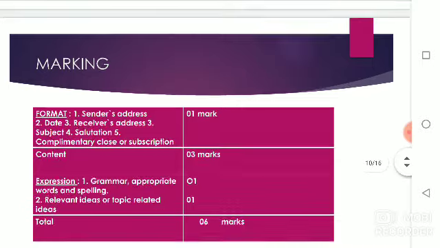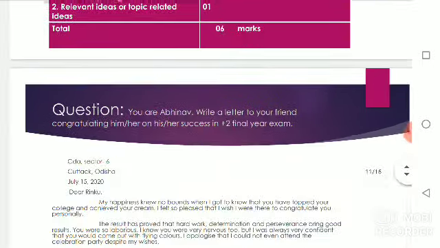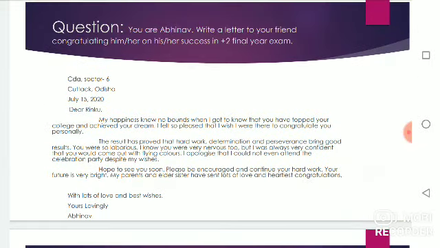Okay, so this is the marking format. You just take a look at it. Okay, so here I have written a question: you are Abhinav, write a letter to your friend congratulating him or her on his or her success in plus 2 final year exam.